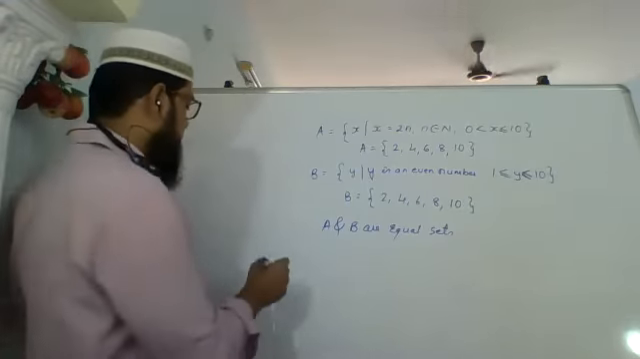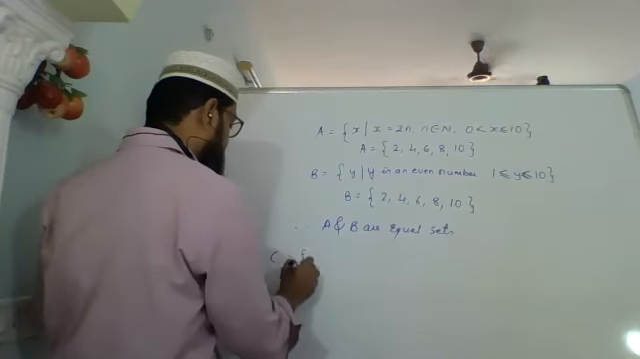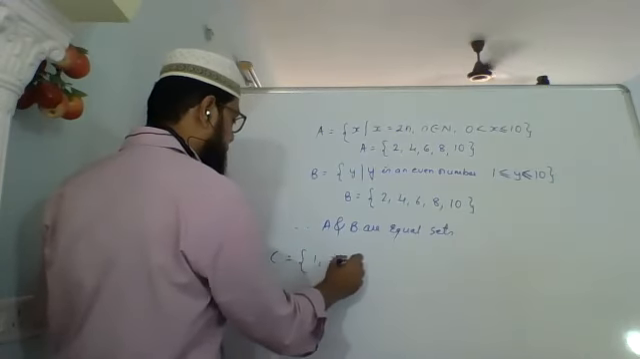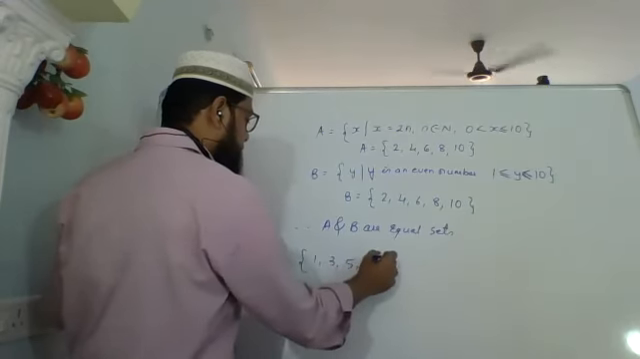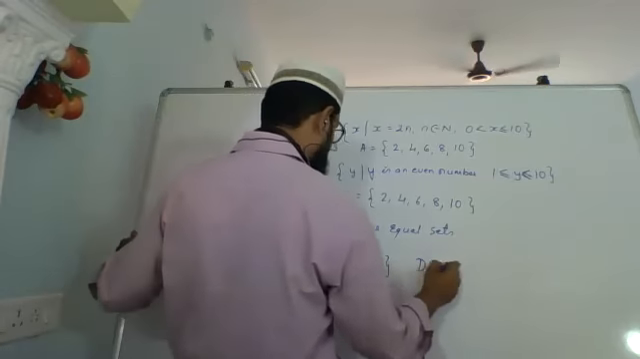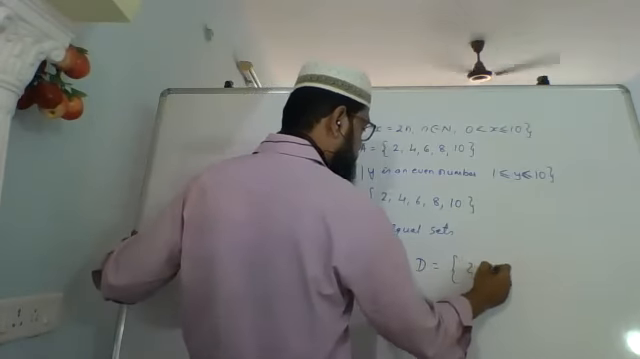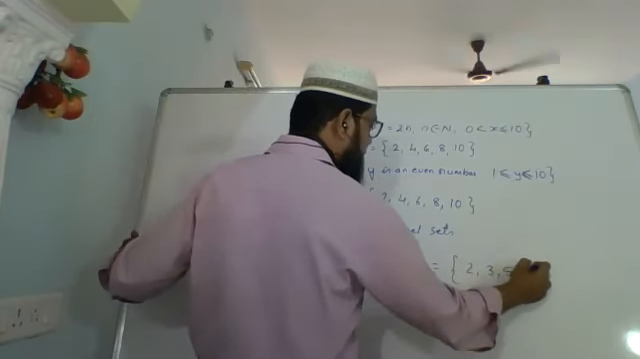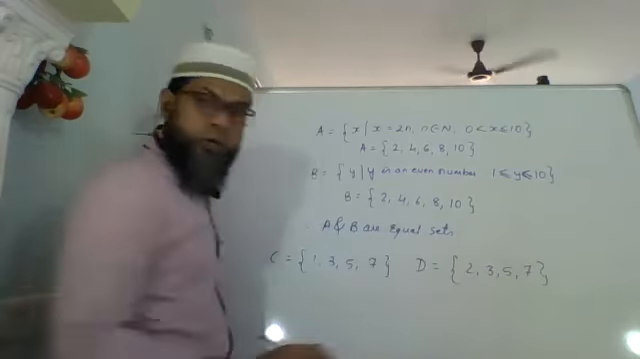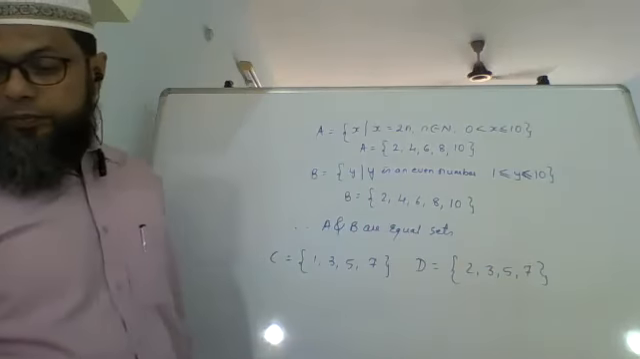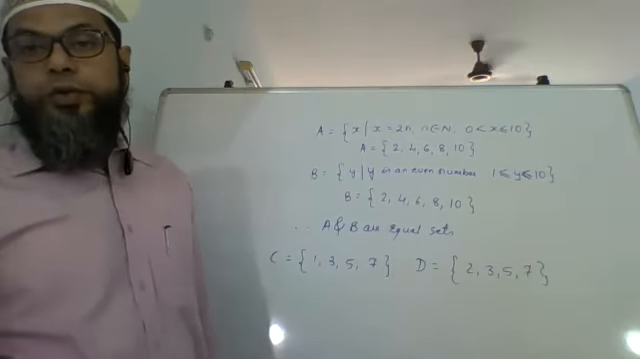Now, supposing C was equal to 1, 3, 5, and 7, and D is equal to 2, 3, 5, and 7. Are these equal sets? C and D, 1, 3, 5, 7, 2, 3, 5, 7.